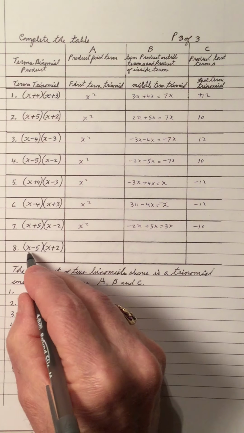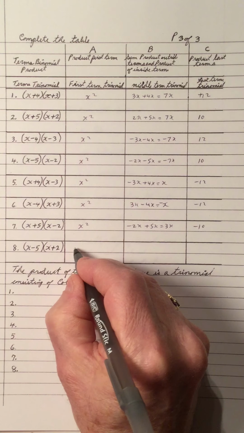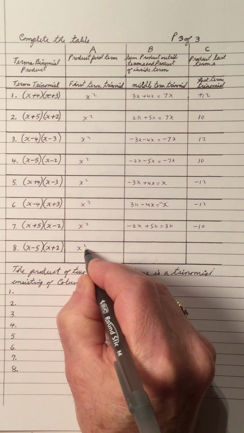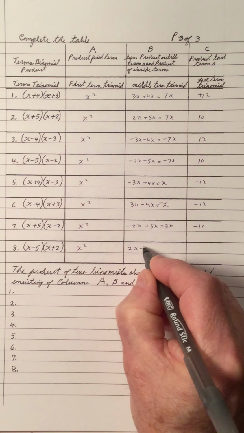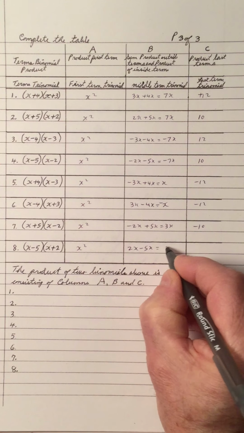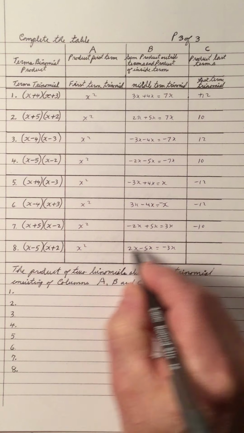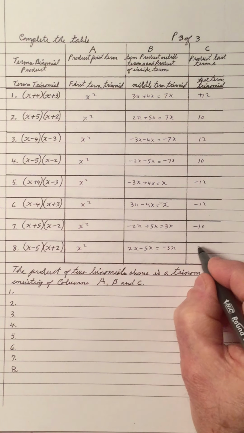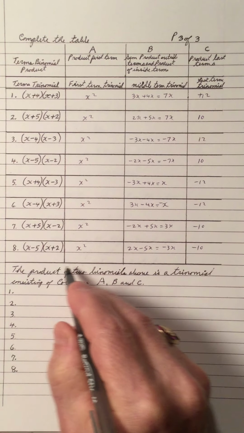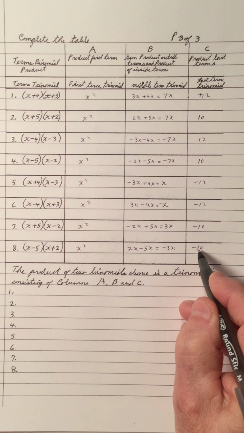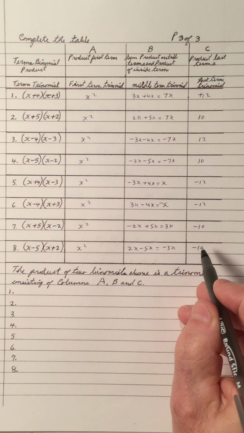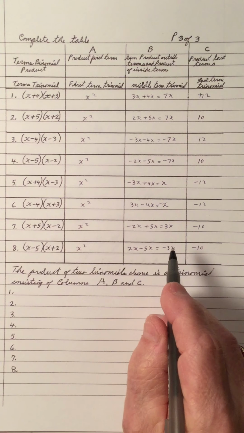And number 8, x times x is the first term, x squared. Outside, 2x. Inside, minus 5x. Add, we get a negative 3x. And negative 5 times 2 is negative 10. That's the product of the last terms, which is the last term of the trinomial. Okay, you can practice, practice, practice.